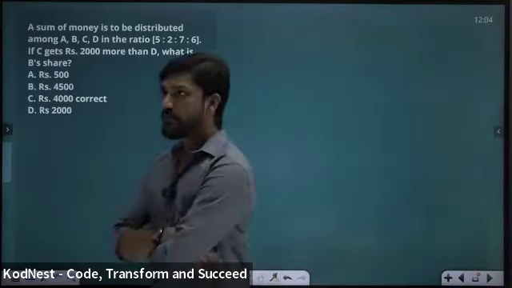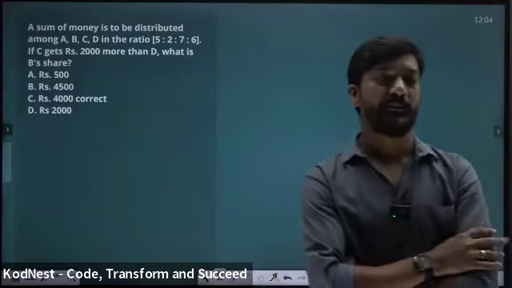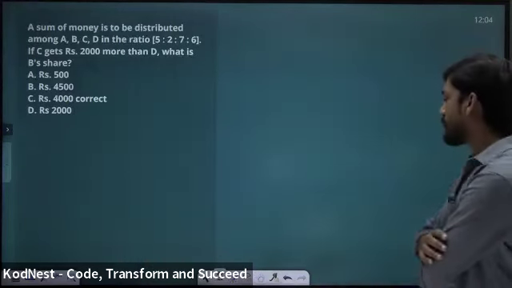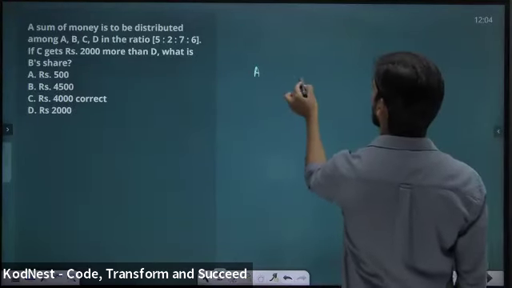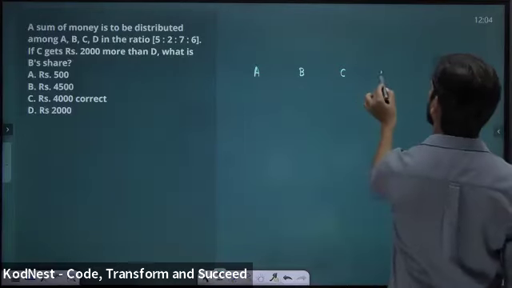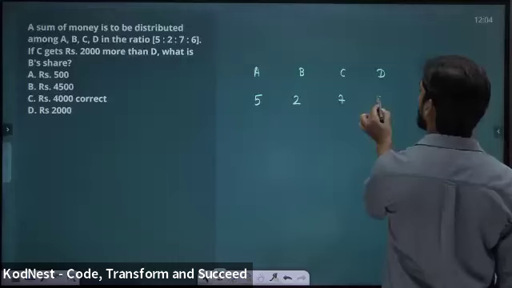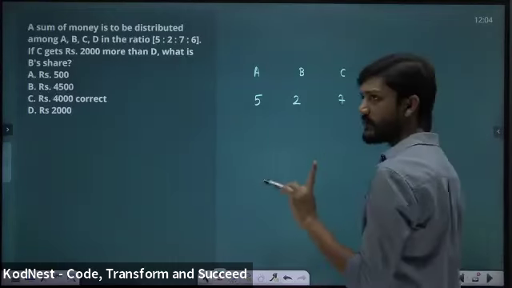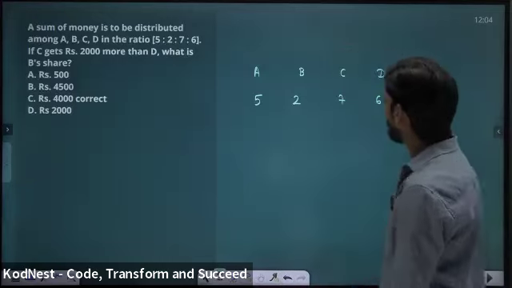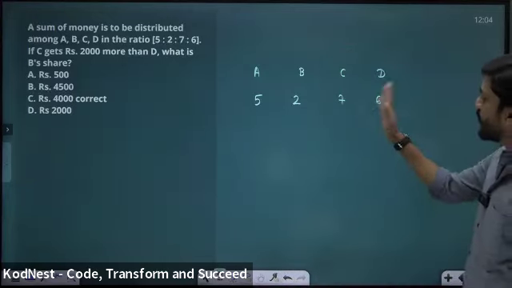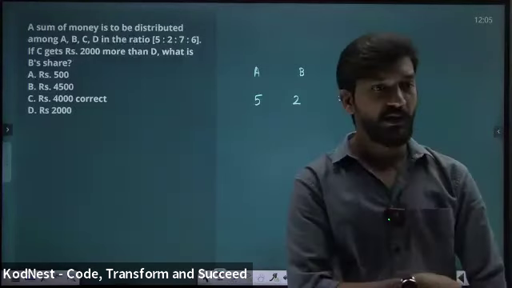Okay, one single ratio problem. Without a variable, we can solve it. Take the values directly from the ratio: 5, 2, 7, 6. Now see what is given. So C is getting 2000 more than D. C is getting how much more than D? Please answer.